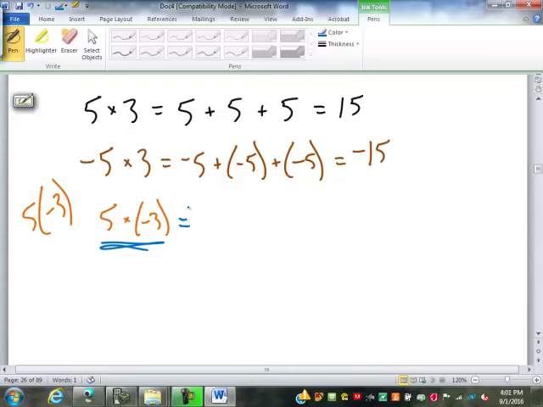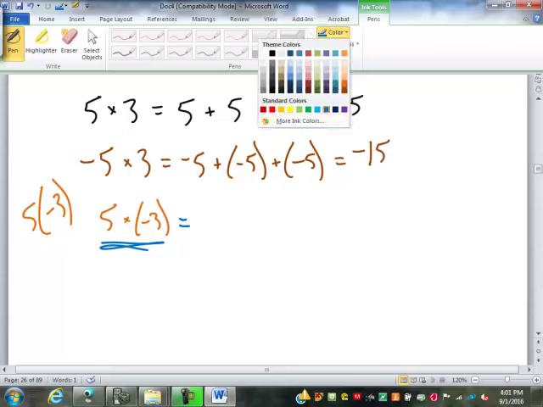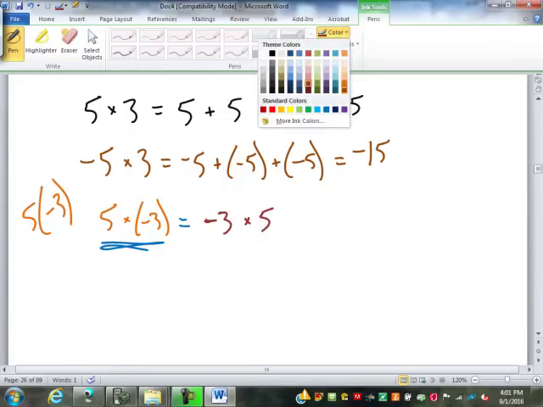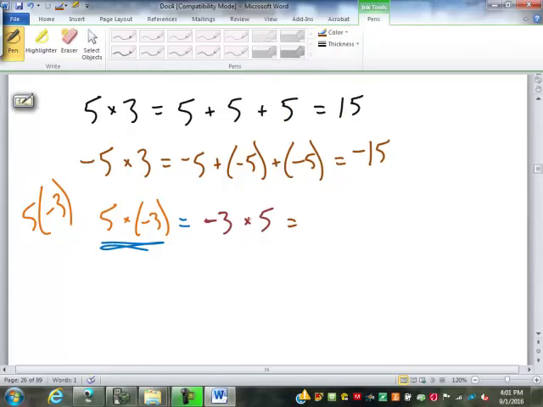But what we can do is use the property that multiplication can be switched. You can change the order of the two numbers in multiplication and it doesn't change anything. It's called the commutative property, but I'm not really concerned that you know that word. So instead of 5 times negative 3, we can do negative 3 times 5. And what that's saying is that we're going to have 5 negative 3's added together: negative 3 plus negative 3 plus negative 3 plus negative 3 plus negative 3, which is still negative 15.